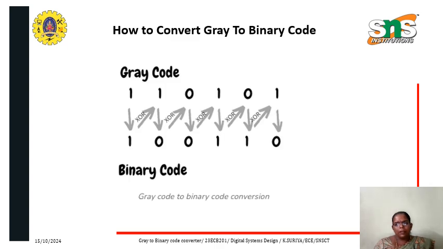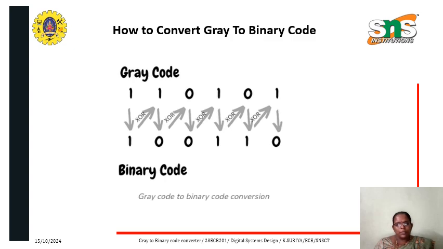Consider you are having the following code, 10101. As you know, the first bit is 1, so you'll be writing it as such. So the binary code is 1 for the first bit. Then we'll perform XOR operation of this current output with the second bit of the gray code, that is, as shown here, 1 XOR with 1. So you'll be getting the answer as 0.